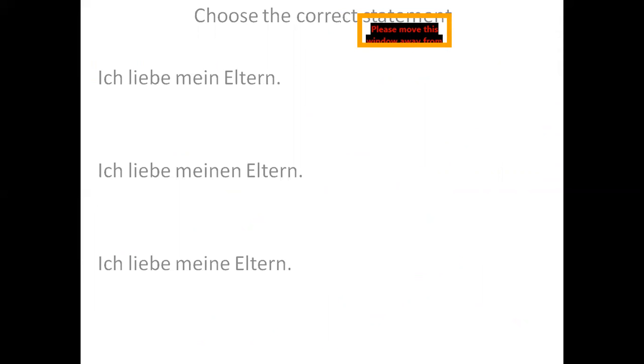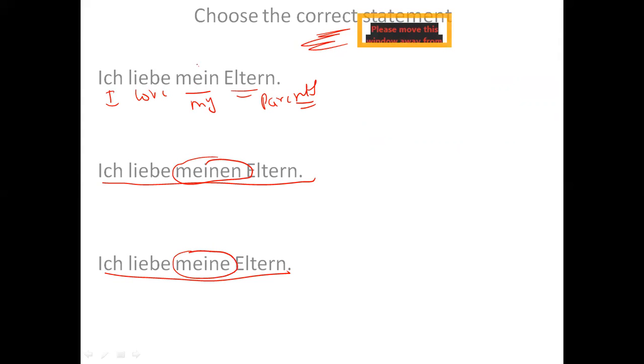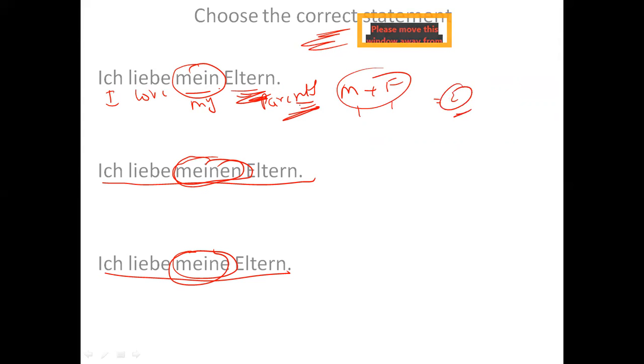Now let's choose the correct statement. Next type of question, choose the correct statement. It says ich liebe. Ich is I, liebe is love. I love. Mein is my Eltern, parents. I love my parents. Second statement says ich liebe meinen Eltern, and third statement says ich liebe meine Eltern. So three options I have. One is mein, second is meinen, and third is meine. Since Eltern is plural, parents, mother plus father, plural, more than one, two or more than two, right?